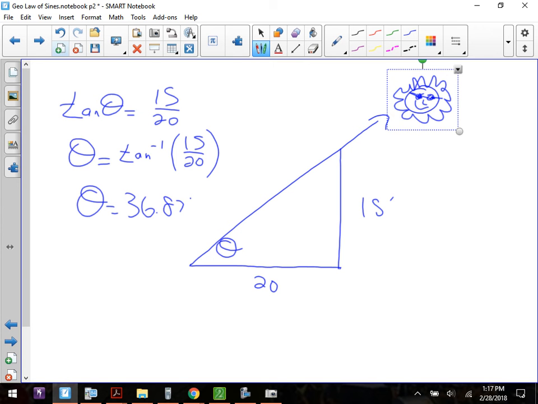But the bottom 8 problems are just special right triangles and trig functions. Those are simple. I know you can do those. Those are just extra ones there.